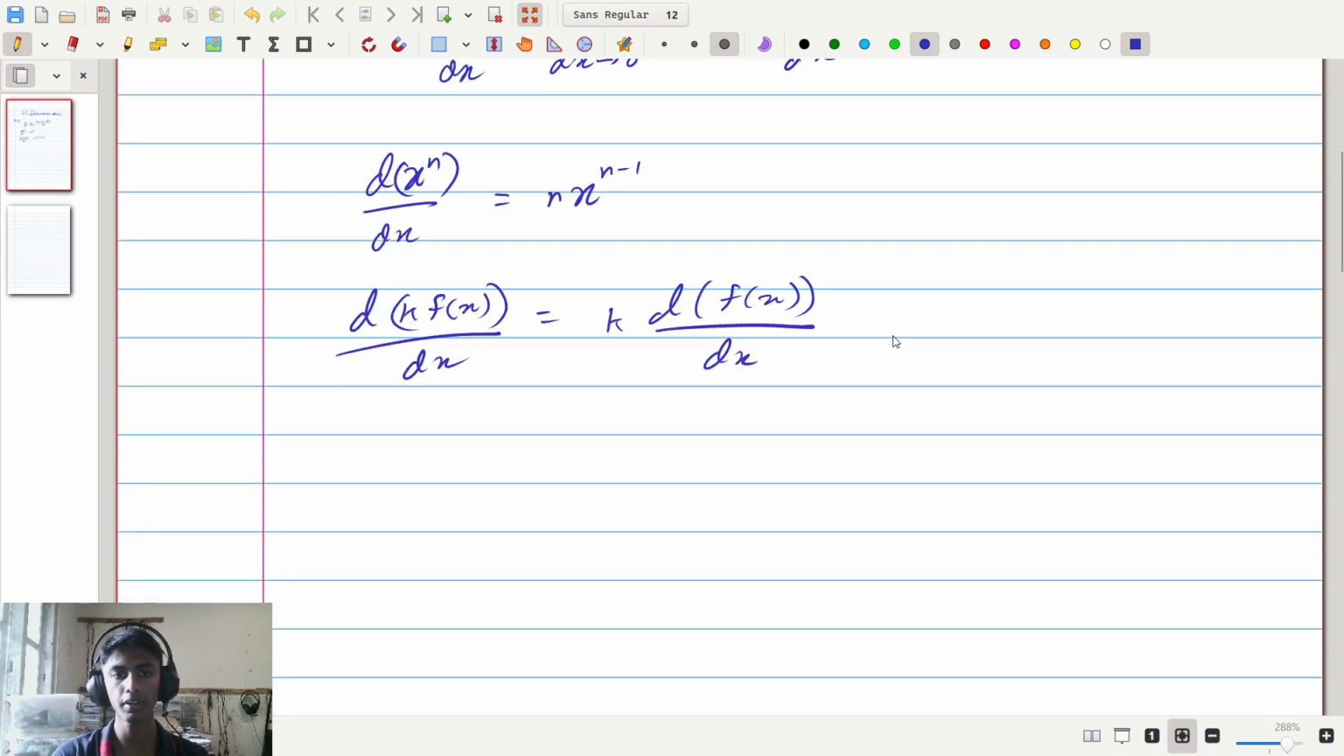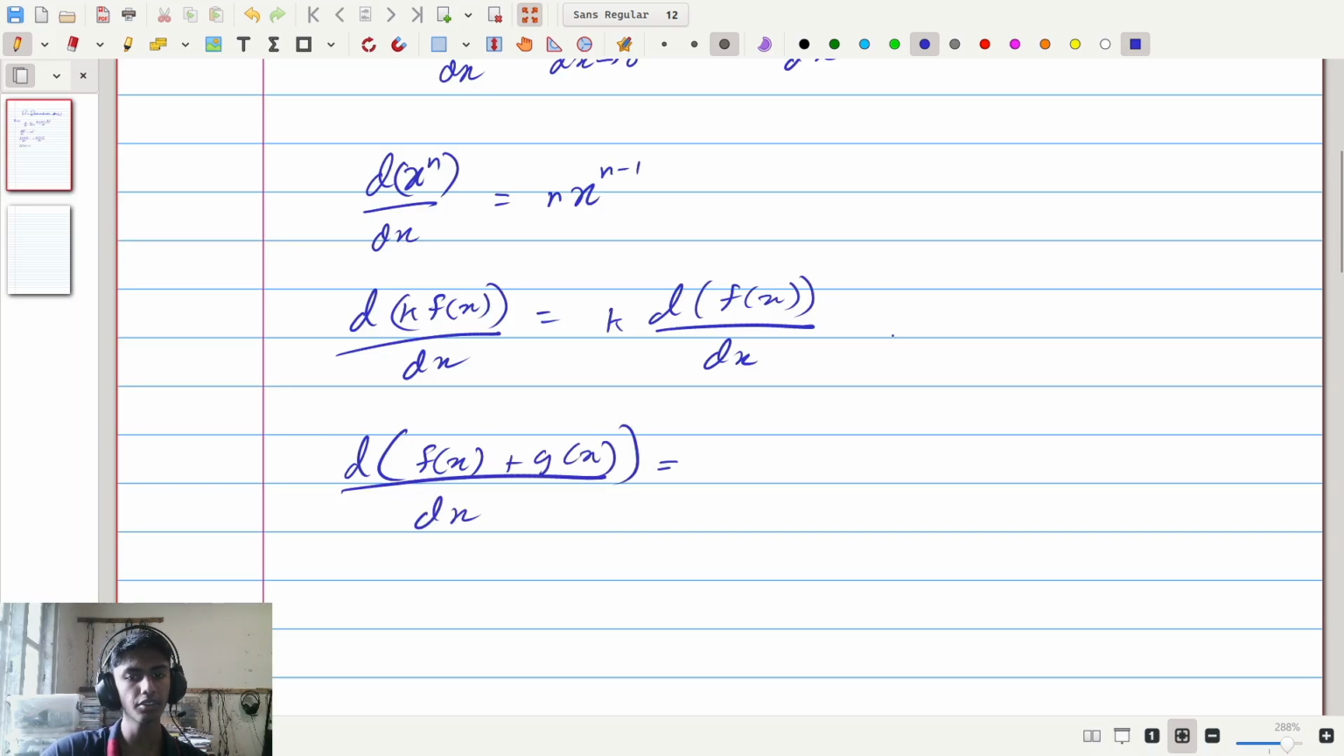And then we found another one saying that if you have a function that is a sum of two functions, let's say d of f of x plus g of x by dx, we can break this into the two derivatives: the derivative of f of x by dx plus the derivative of g of x by dx.